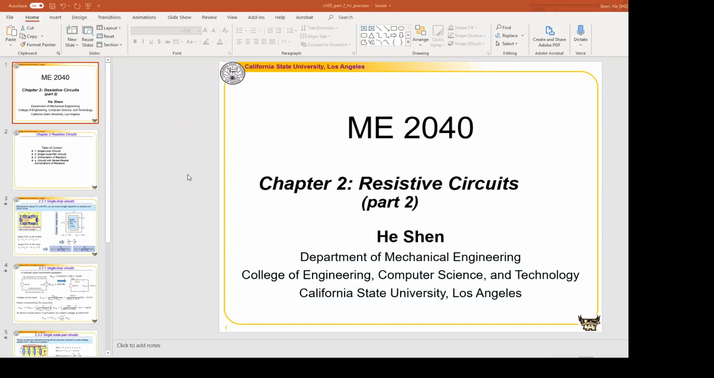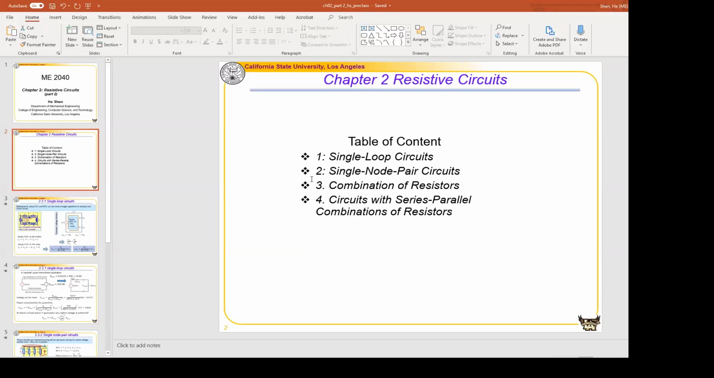Today we're going to learn chapter 2, resistive circuits, part 2. We're going to learn single loop circuits, single node pair circuits, and also how to combine resistors, and also circuits with series parallel combinations of resistors.